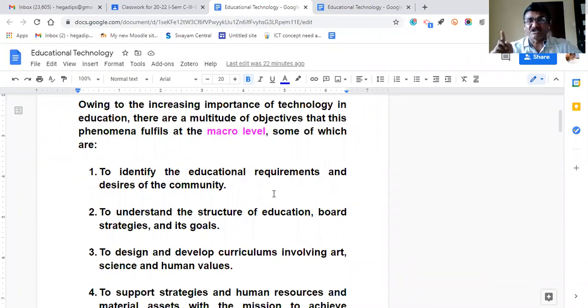Especially the higher education institutions have to implement, inculcate, initiate and bring forth all these advanced technologies, including online teaching, learning management system, offline teaching. It is to be mixed with the online teaching.